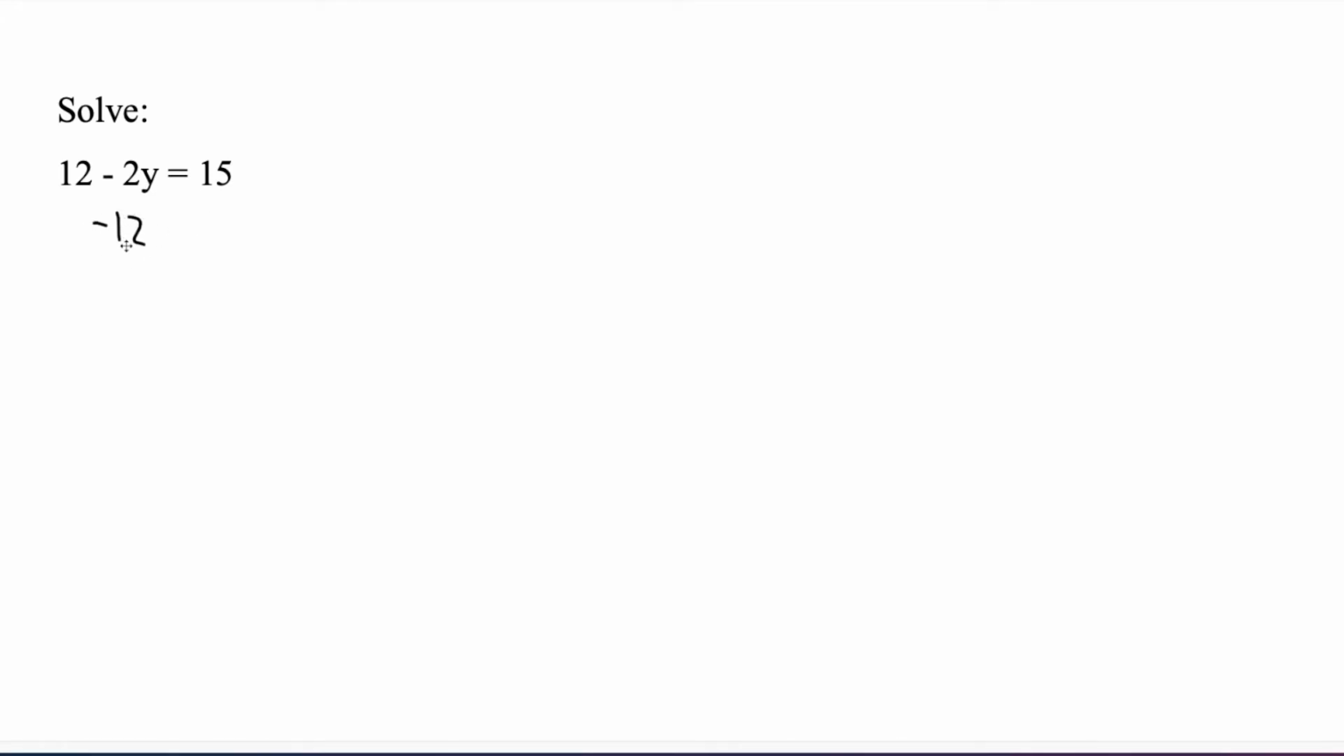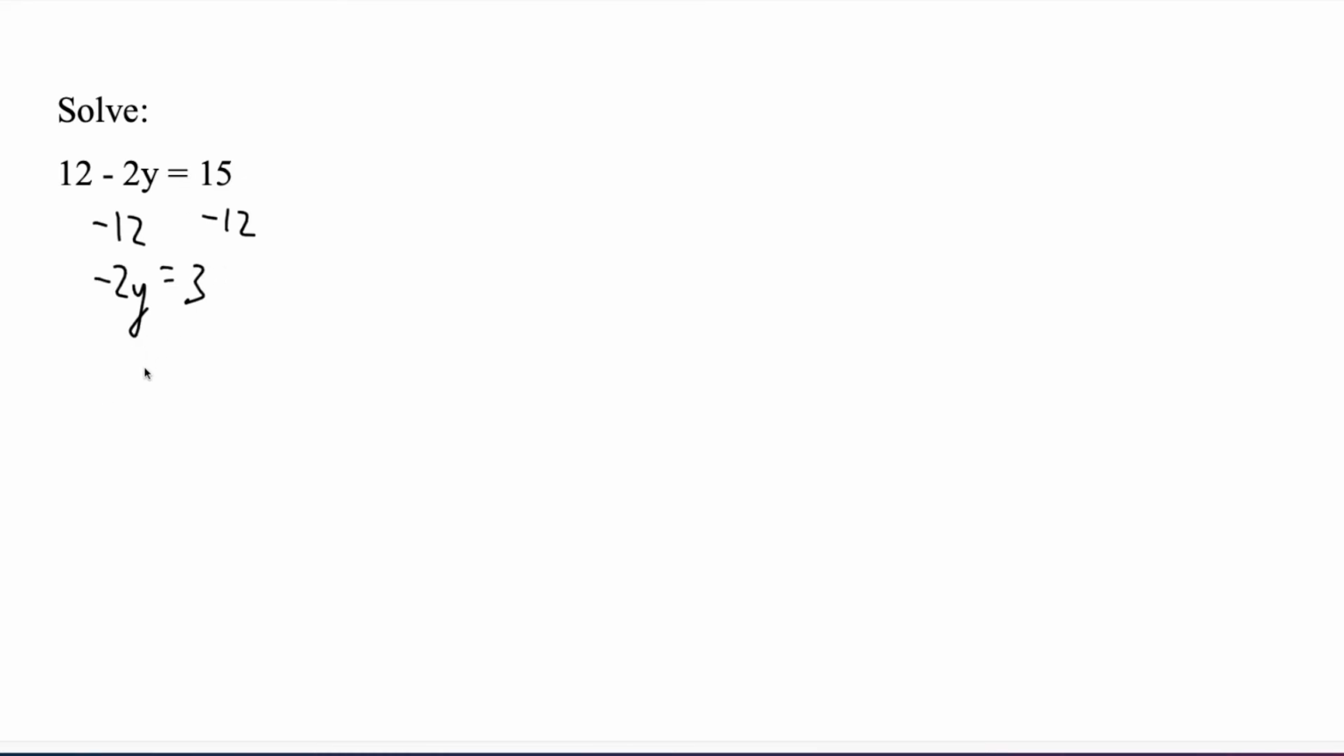If we take away 12 from the left side, we have to take away 12 from the right side. So 12 minus 2y, take away 12, becomes minus 2y. Remember, we can do the 12 take away 12 first, and then do the take away 2y. This gives you 0 minus 2y, which is equal to minus 2y. That's equal to 3, because 15 take away 12 is equal to 3.